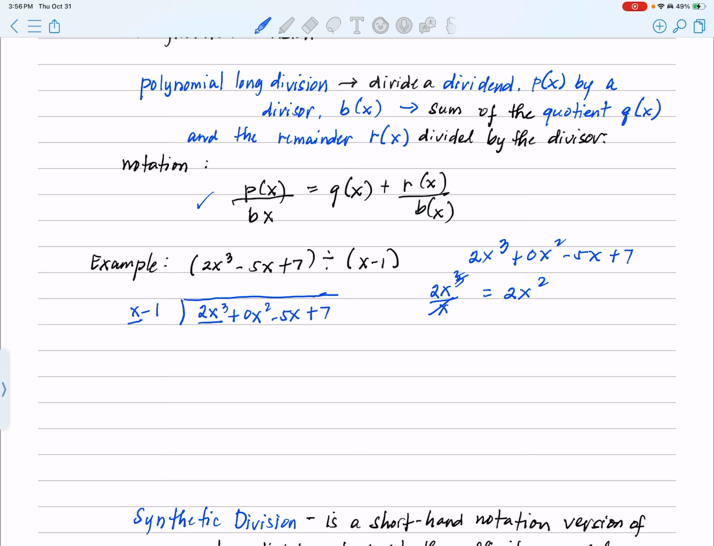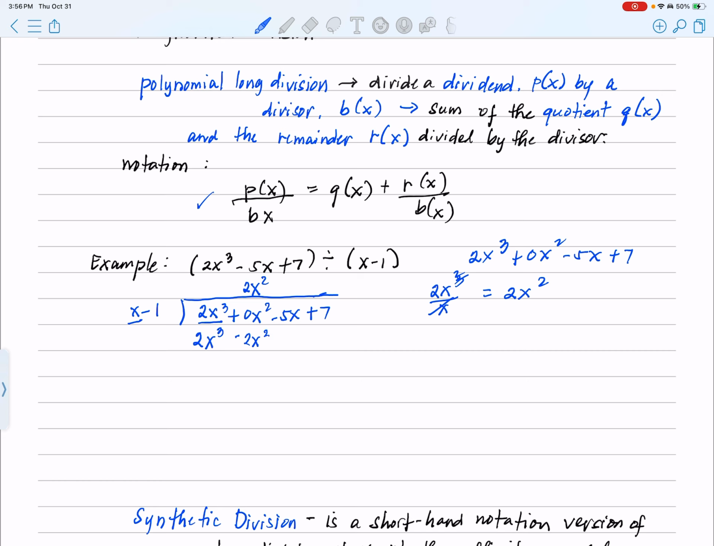That means we are going to put our quotient at the top of the second term. So that would be 2x squared. Then you multiply the answer by the divisor. So 2x squared times 2x, that would be 2x to the third power. Then 2x squared times negative 1 is negative 2x to the second power.